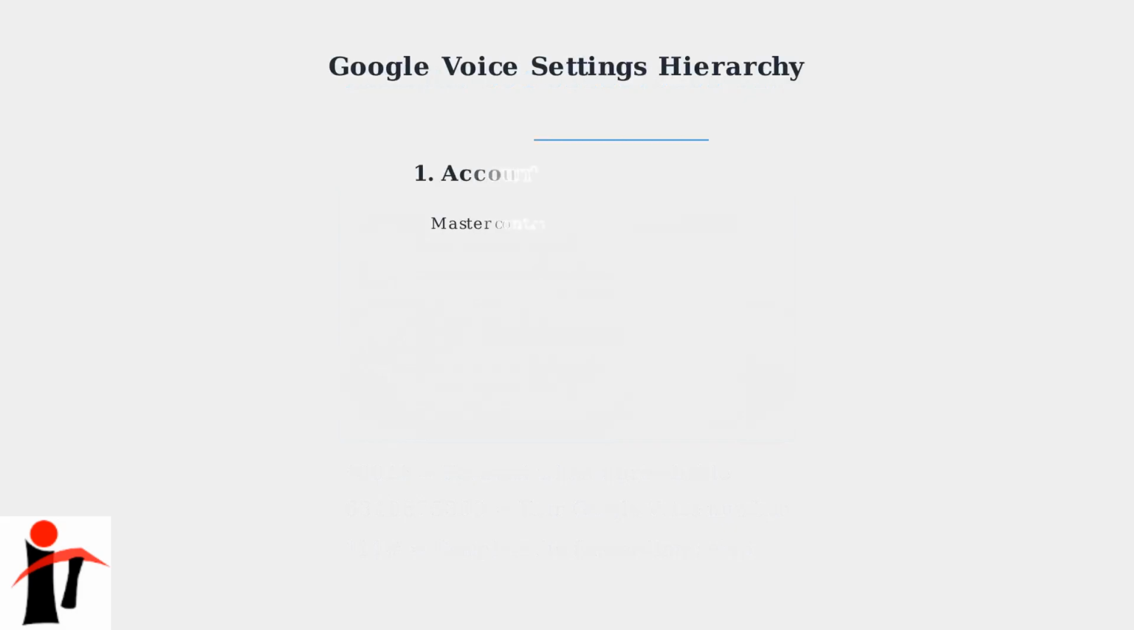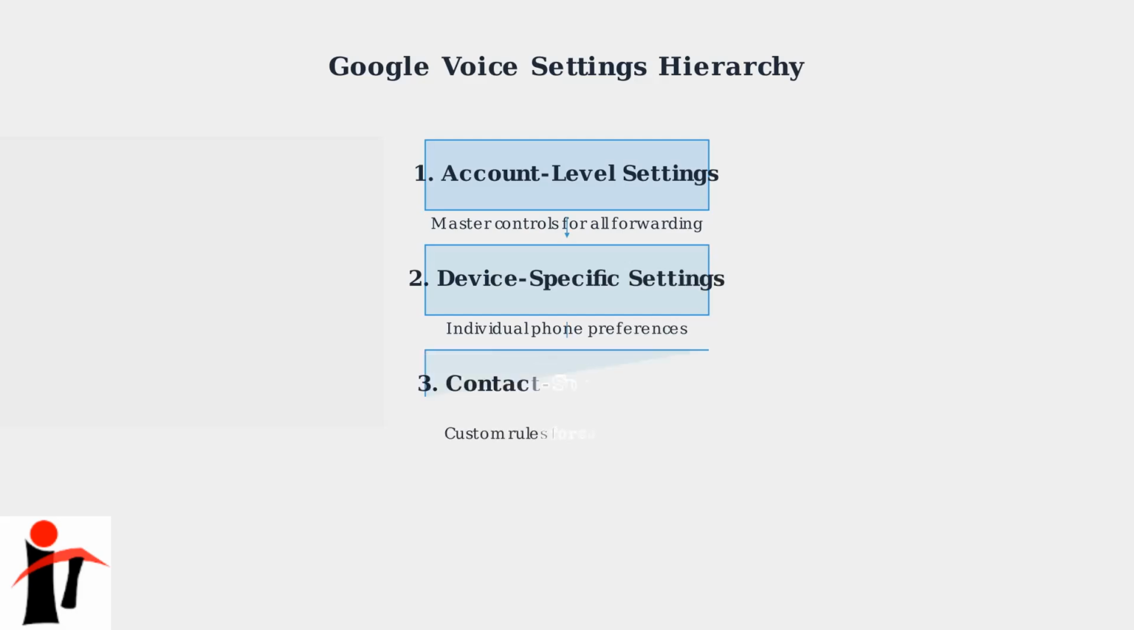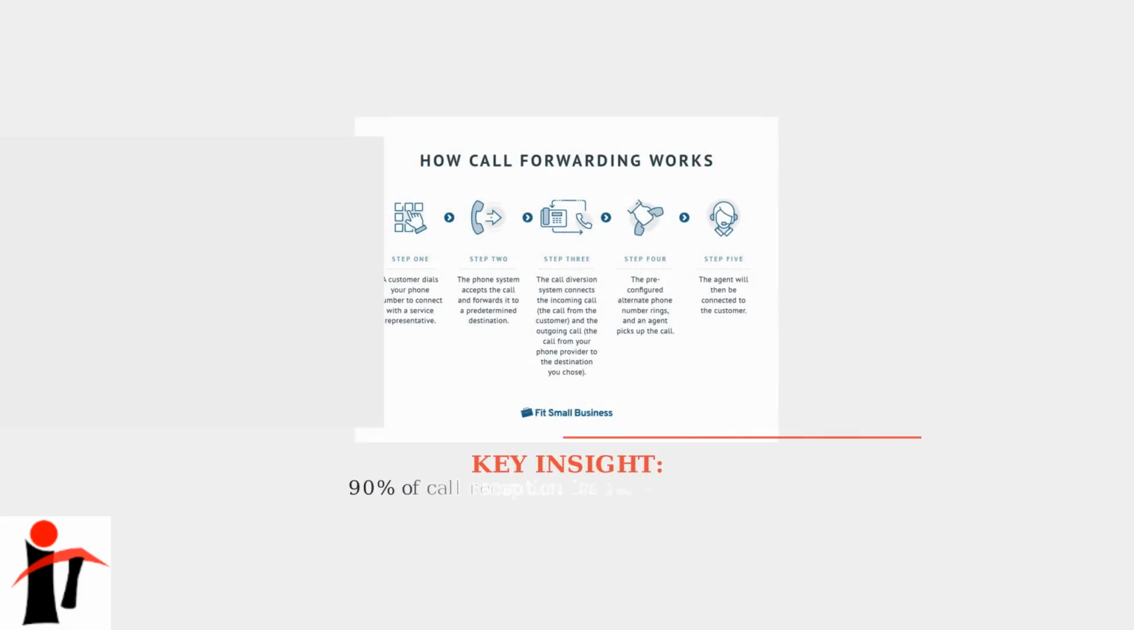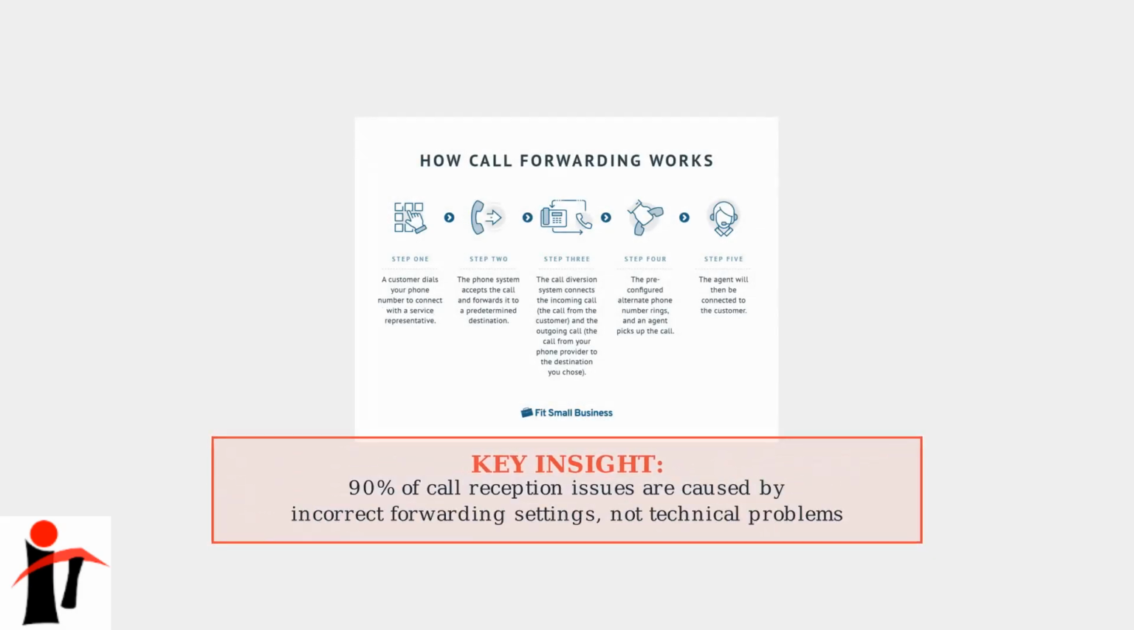Google Voice has a 4-level settings hierarchy that controls how calls are forwarded. Understanding this hierarchy is crucial for troubleshooting call reception issues. Here's the key insight. Incorrect forwarding settings are the primary cause of call reception problems. Most Google Voice issues stem from misconfigured settings rather than technical failures.